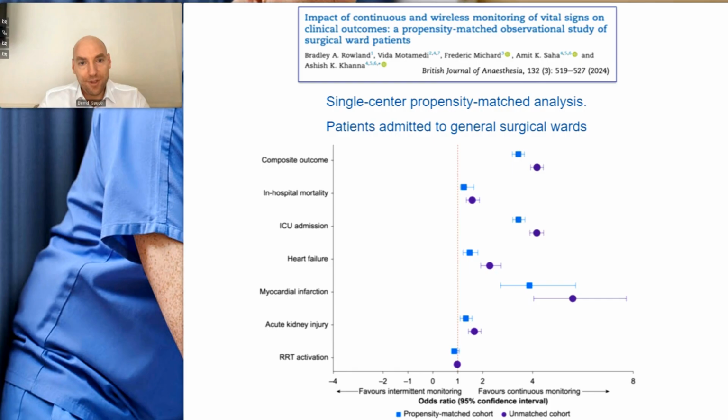We need much more trials on this. We need much more robust data proving that continuous monitoring can actually improve patient-centered outcomes. But I think that these first studies showing that those continuous monitoring systems can decrease nurse workload and actually improve patient-centered outcomes are promising and should prompt us to design much larger, more robust, and more definite trials.